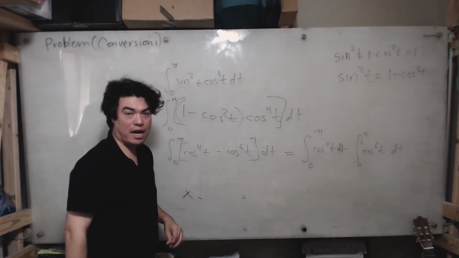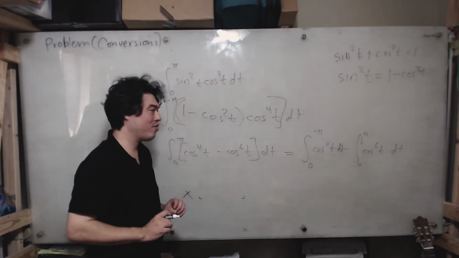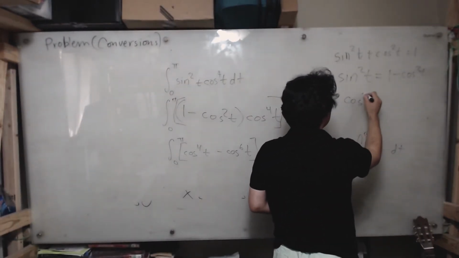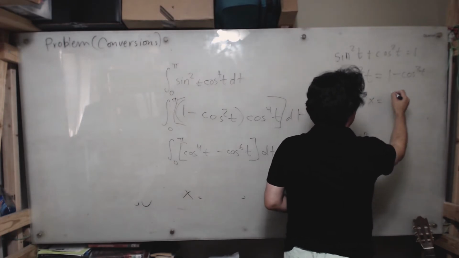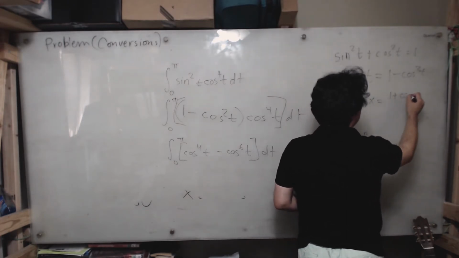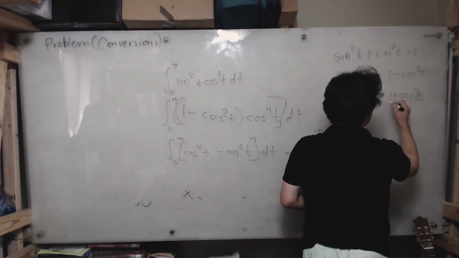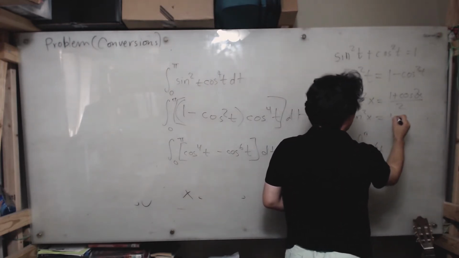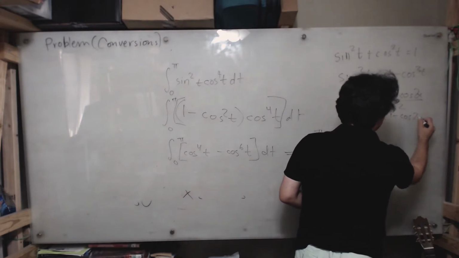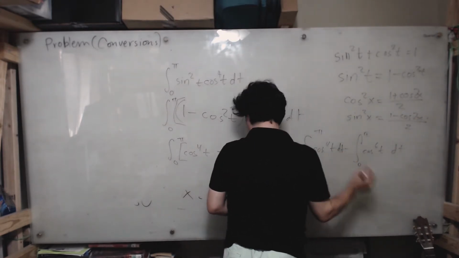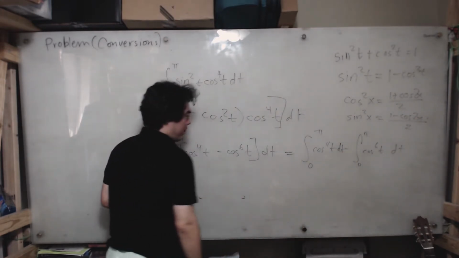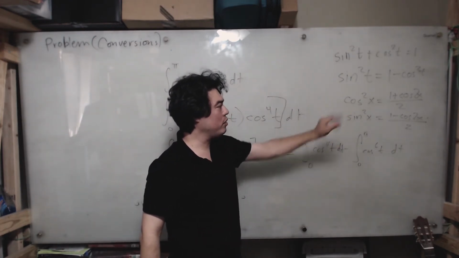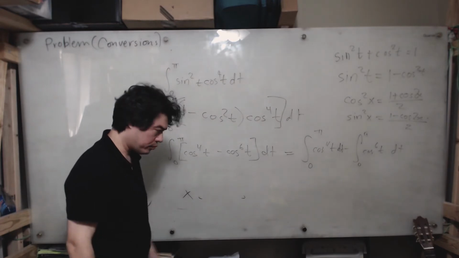So now here we're going to do a kind of trick. We know that the cosine squared of x is equal to 1 plus cosine of 2x over 2. And we know that the sine squared of x is equal to 1 minus the cosine of 2x over 2. Okay, so these identities are good to have memorized. The cosine squared x is 1 plus cosine 2x over 2.